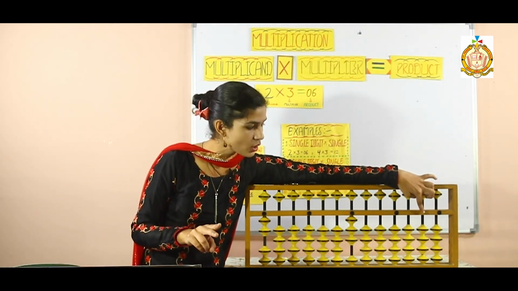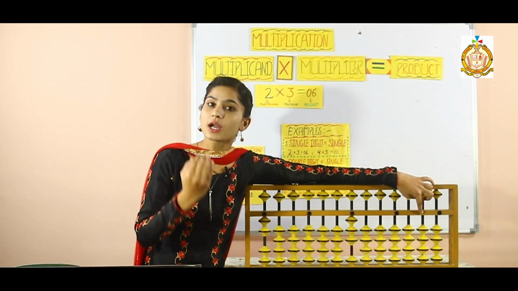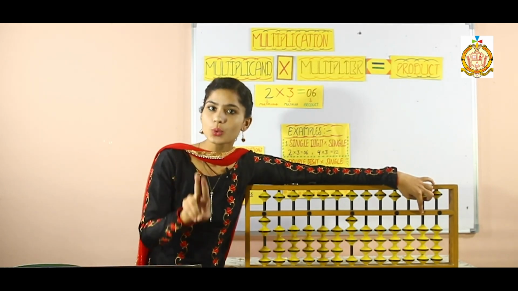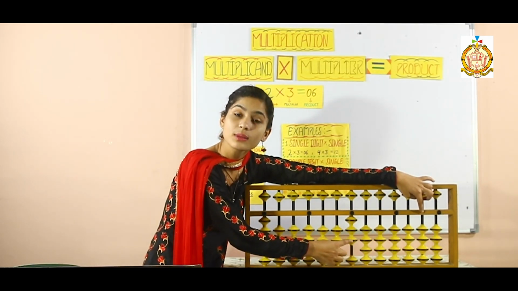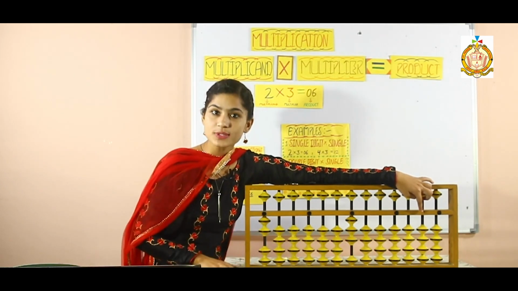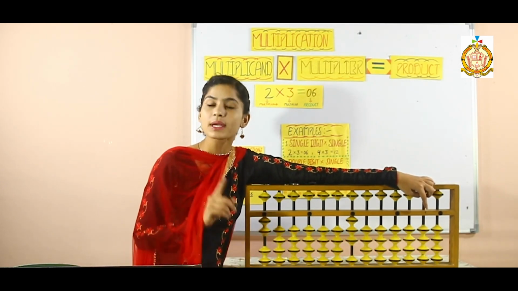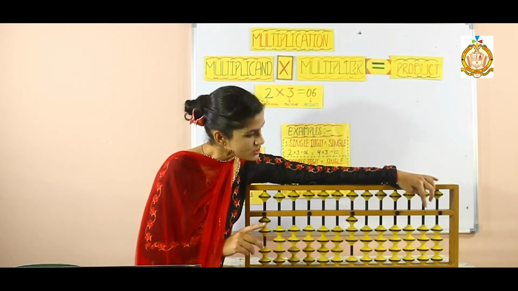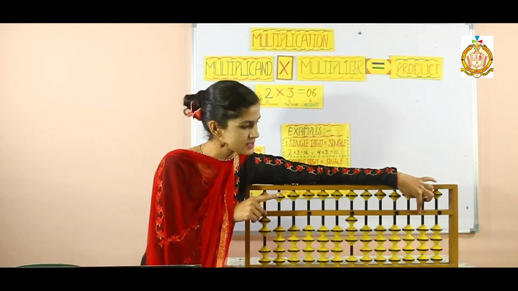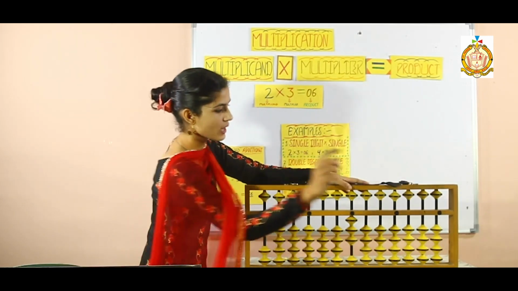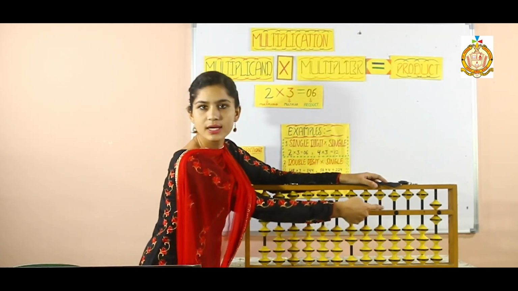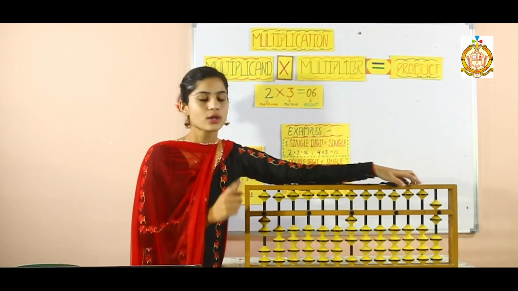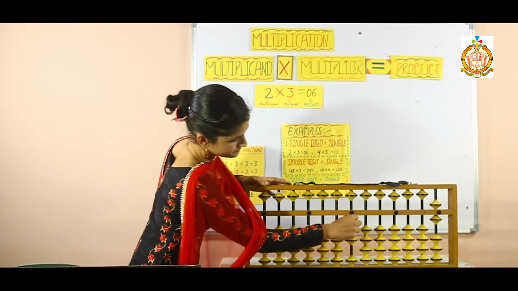So I am keeping my finger on the tens place. It means my answer will start from the tens place and contain 2 digits. Now 2 into 3. Read the table of 2: 2 ones are 2, 2 twos are 4, 2 threes are 6. But our answer will be 0, 6. So on the tens place 0 will come, so no need of adding any bead. Then 6. 6 is a butterfly number, so we have to add together. Now 6 is added. 2 into 3, our answer is 6. Understood? Now keep your abacus scale again clear.